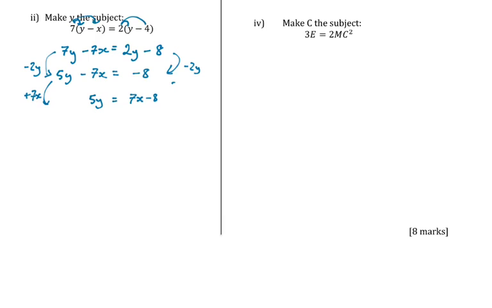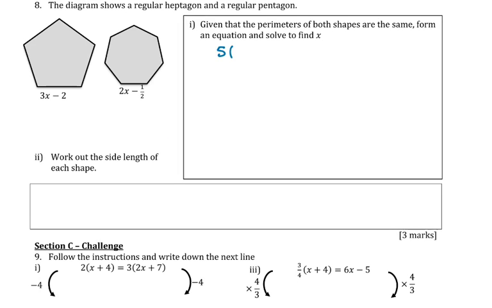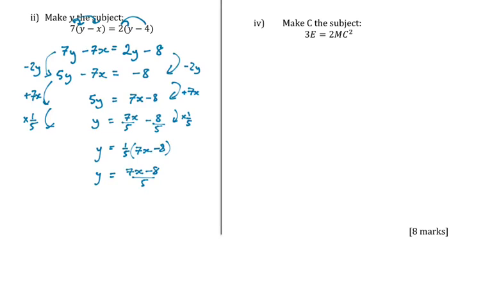And then finally, use a multiplicative inverse, timesing by a fifth on both sides, giving us y is equal to 7x subtract 8 over 5, or 7x over 5 minus 8 over 5. Or you could write a fifth bracket, 7x minus 8, or the example I said at the start, 7x minus 8 all over 5. Either of those would have been correct. Oops, let's go back. Looks like I didn't do this question, so let's do it now.